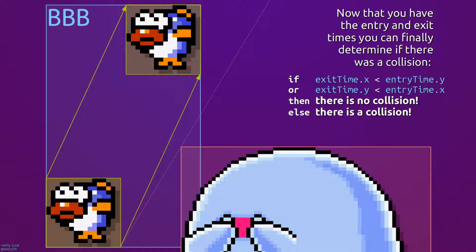Now that you have the entry and exit times, you can finally determine whether or not there was a collision. If the exit time on the x-axis is less than the entry time on the y-axis, or the exit time on the y-axis is less than the entry time on the x-axis, then there's no collision. Otherwise, there is a collision.